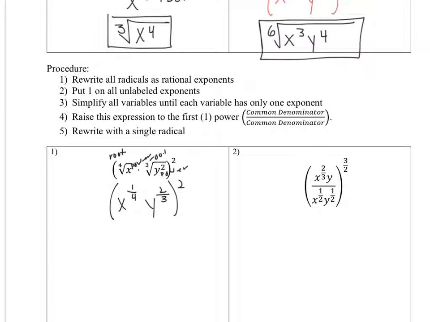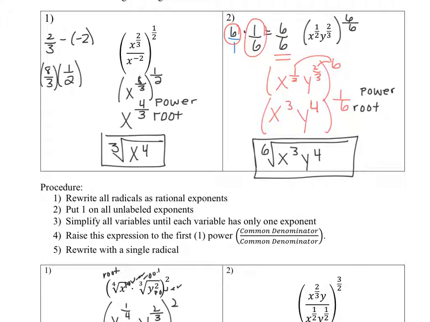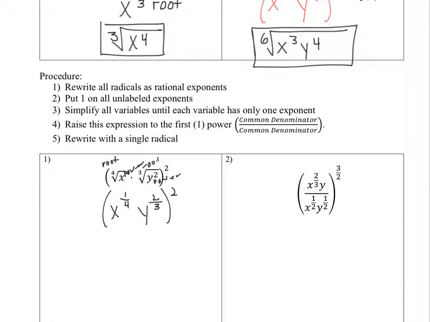Okay, so we have to make it look like this problem here, where it was just x to some power, y to some power. So that's the step. Simplify all variables until it only has one exponent. So we're going to distribute this power in. So we get x to the 1/2, and then we multiply this, it's 4/3. So we get y to the 1/3.